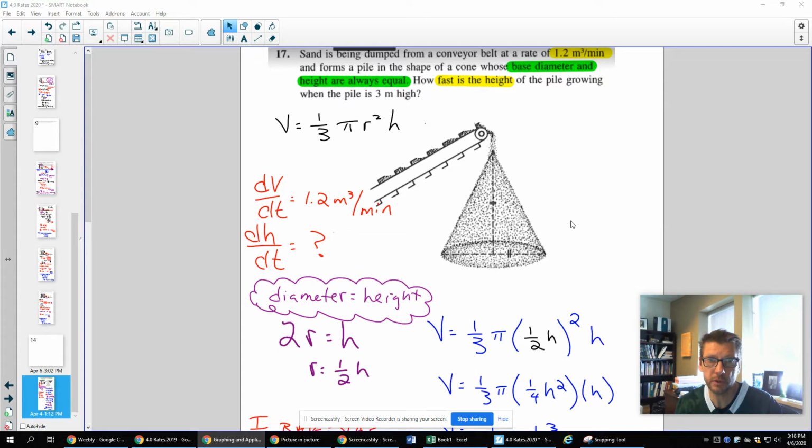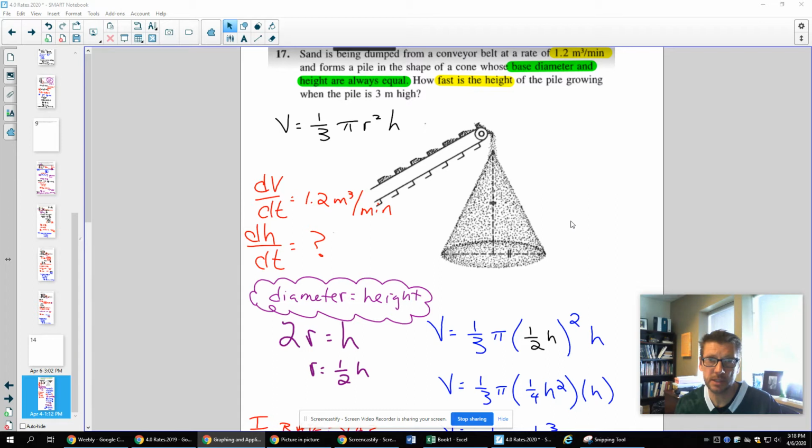So we know we're going to differentiate with respect to time because it's per minute. And it's saying it's forming a conical pile, and the base diameter and the height are always equal. How fast is the height growing when the pile is 3 meters high?